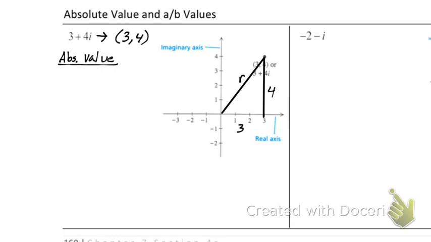Now, if I told you to solve for that, I just gave you that triangle, you'd probably reach back to geometry and say a squared plus b squared equals c squared, right? So we could say r squared equals 3 squared plus 4 squared. But if I was solving for r, I would just say r equals the square root of 3 squared, a squared, plus 4 squared, b squared.